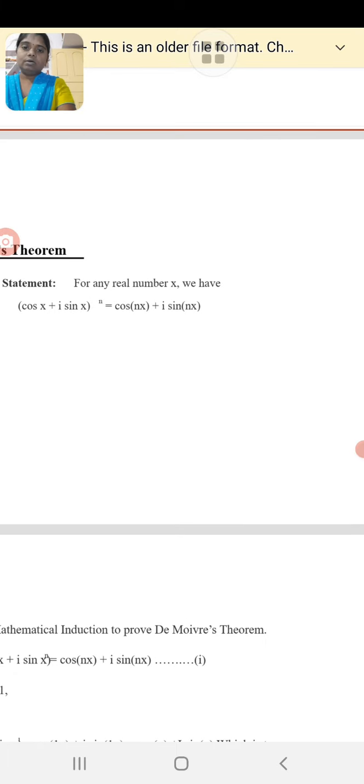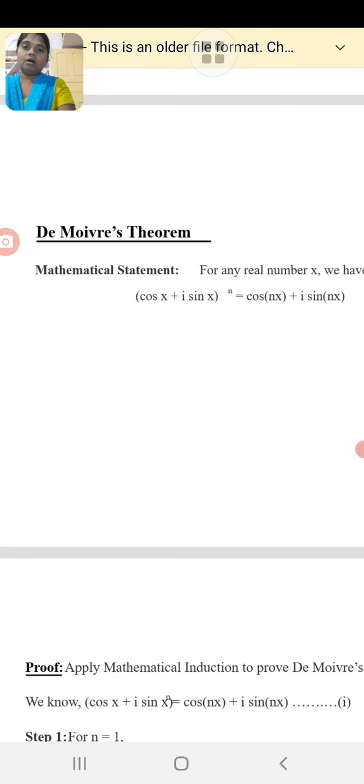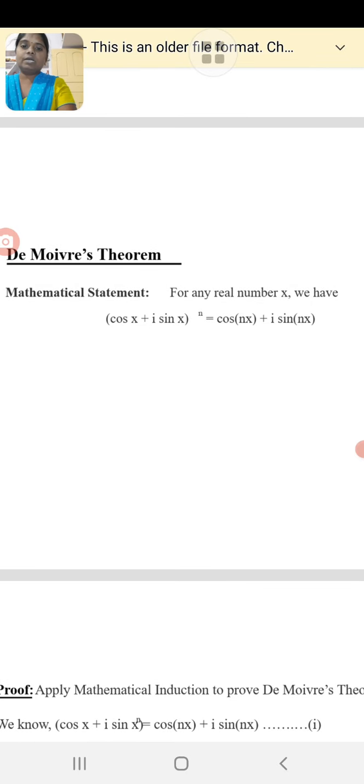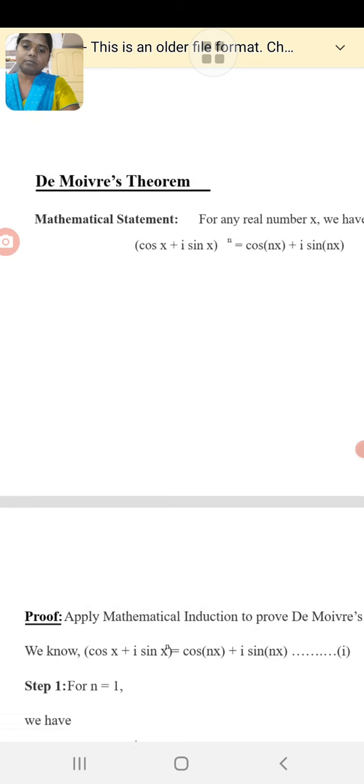Now we will see the statement of De Moivre's theorem. For any real number x, we have (cos x + i sin x)^n = cos nx + i sin nx. And for this theorem, we also read it as (e^(iθ))^n = e^(inθ).